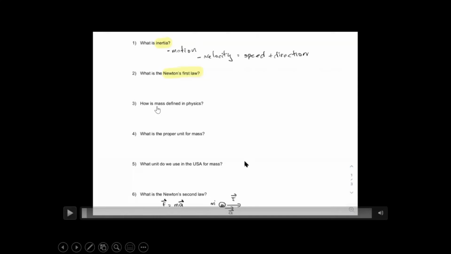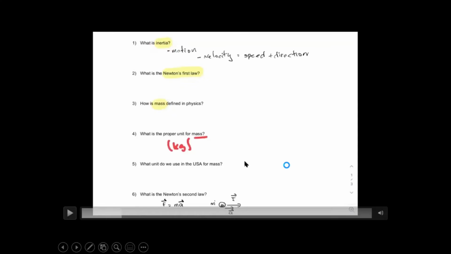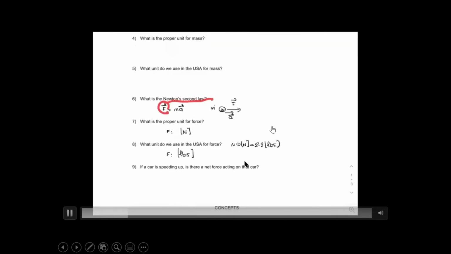So where do you get the tendency from? You get it from your mass. So what's mass? Mass is the measure of inertia. Proper unit is kilograms. In the United States, we use pounds.